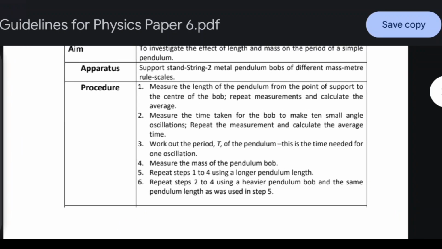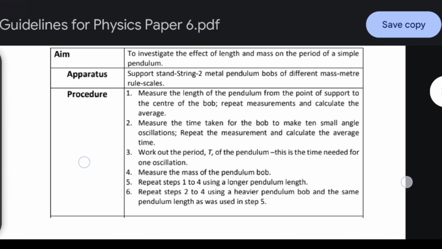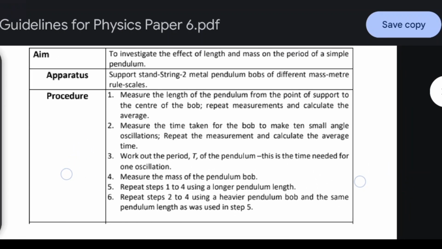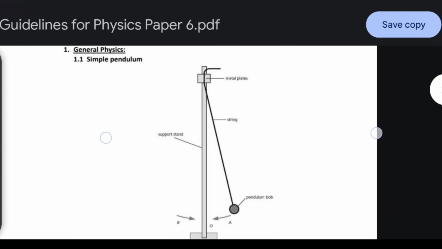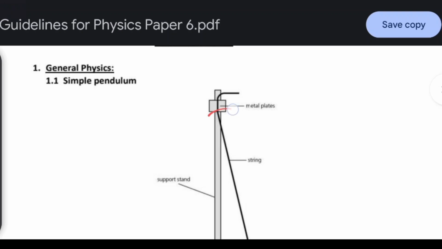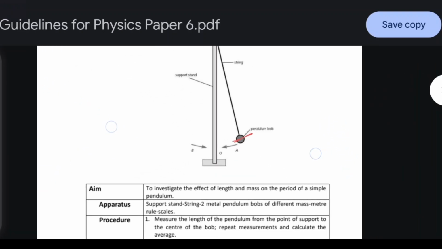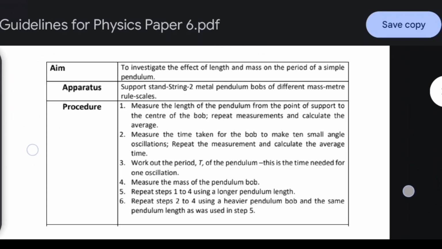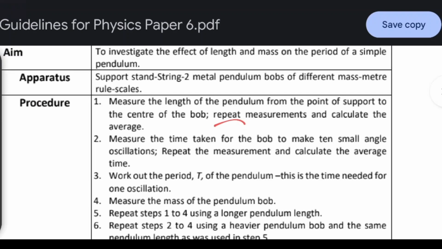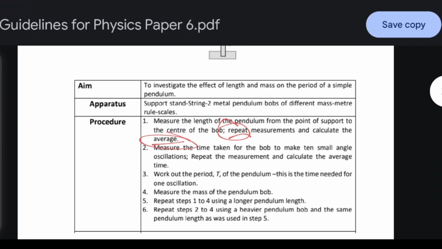You might have to plan an experiment, so make sure you know the procedures for all these experiments which we will be discussing. Please listen carefully. Measure the length of the pendulum from the point of support to the center of the bob. This is the point of support, and the center of the bob is over here. You're going to measure this length, then repeat measurements and calculate the average. As we discussed before, this is a must in your answer for the 7-mark question. Repeat and calculate the average. It will give you a free 1 mark.